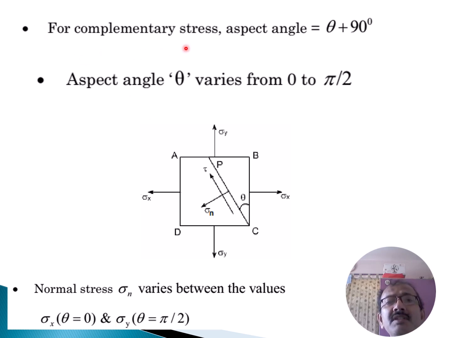Similarly, for the complementary stresses, the aspect angle, as I have already discussed in my previous video, we have to add 90 degrees to the angle theta. So we will get the complementary shear stress aspect angle.